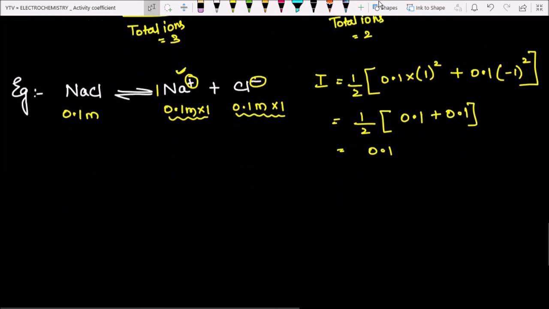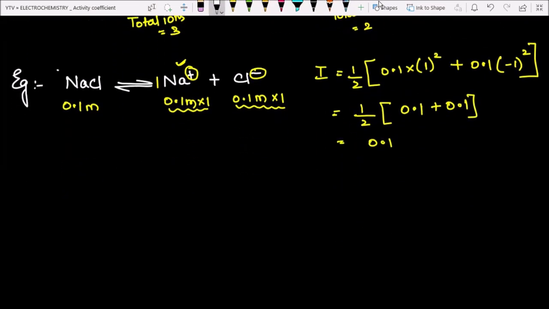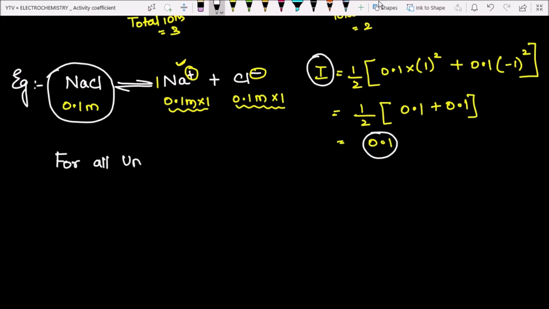Now comes the important conclusion. The concentration of the salt was 0.1 and the ionic strength is also equal to 0.1. Now what can I conclude? For all univalent ions, what do you mean by univalent ions? The cation's charge is 1 and the anion's charge is also 1. In that case, you call it univalent. So for all univalent ions, what can I write? The concentration will be equal to the ionic strength.